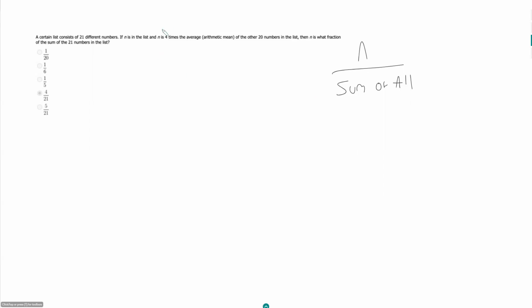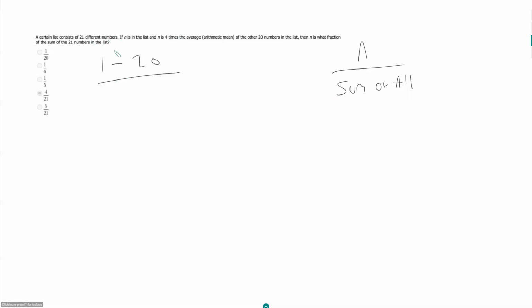So how can we do this without actually having to write out 21 different numbers? Based on the way the question is phrased, it seems like if I could just come up with one example of a list, so values for n and then values for the remaining 20 numbers, then every list should have this same fraction here. Otherwise I wouldn't be able to phrase the question like they did. So if I can just come up with one example, what is the easiest example I can think of?